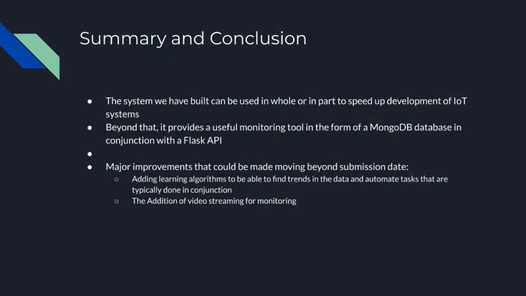Okay. In conclusion, the system that we have built can be used in whole or in part to speed up the development of IoT systems. Beyond that, it provides users with a useful monitoring tool in the form of a MongoDB database in conjunction with a Flask REST API. There are several major improvements that we plan to implement down the line, the two most notable of which are the addition of machine learning algorithms that can find trends in data and automate tasks that are typically done in conjunction. And secondly, the addition of audio-visual capabilities to the system so that we can get live video and audio streams for certain monitoring applications. We hope you enjoyed this presentation, and thank you for watching.